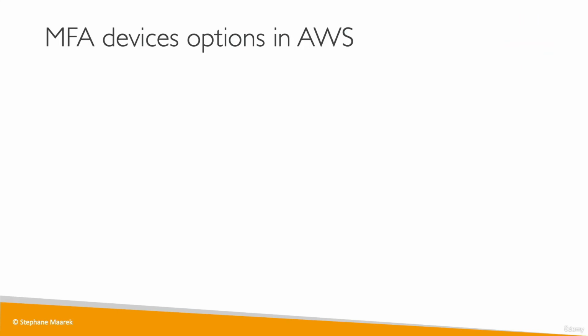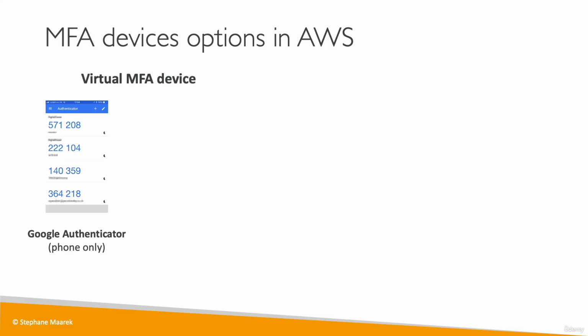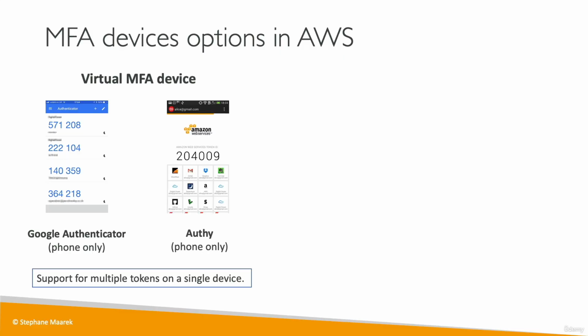So what are the MFA device options in AWS? And you need to know them going into the exam, but don't worry, they're quite simple. The first one is a virtual MFA device. This is what we'll be using in the hands-on. And so you can use Google Authenticator, which is just working on one phone at a time, or using Authy. So for Authy, you have support for multiple tokens on a single device. So that means that with the virtual MFA device, you can have your root account, your IAM user, another account, another IAM user. It's up to you. You can have as many users and accounts as you want on your virtual MFA device, which makes it a very easy solution to use.